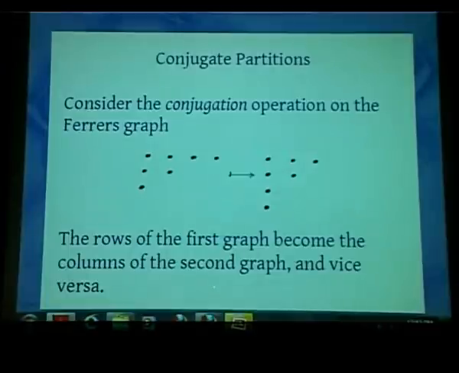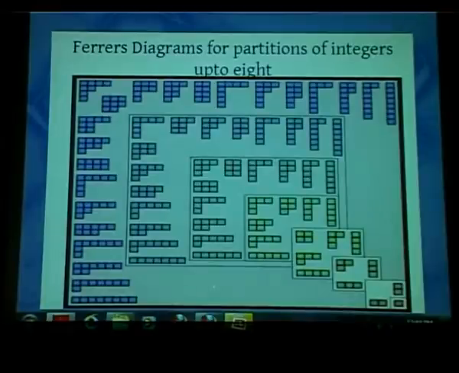Now look at the previous pictures. This partition's conjugation gives this partition. Just take this diagonal line, and the conjugation of each partition gives the corresponding one. And just to see the middle one, even if you conjugate it still remains the same because of its shape. Okay.